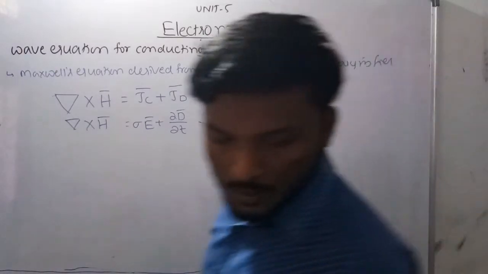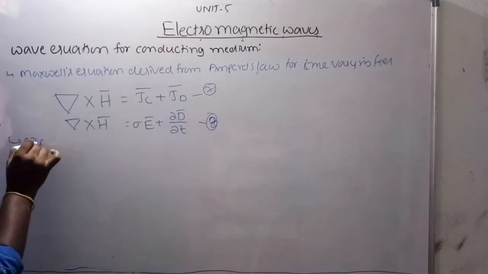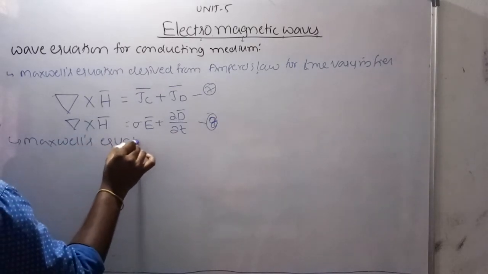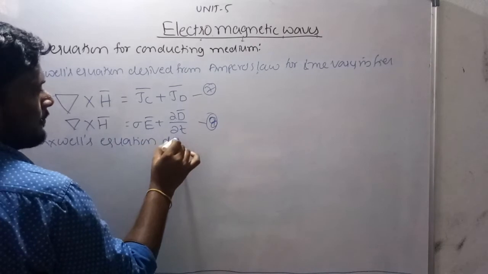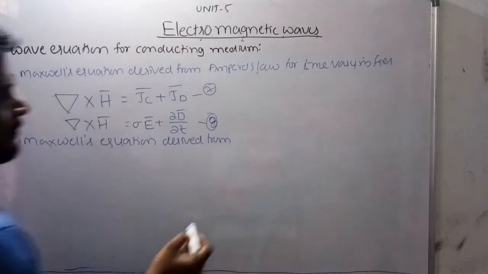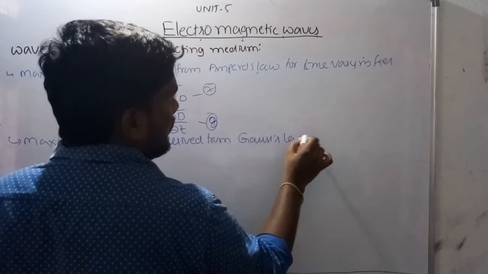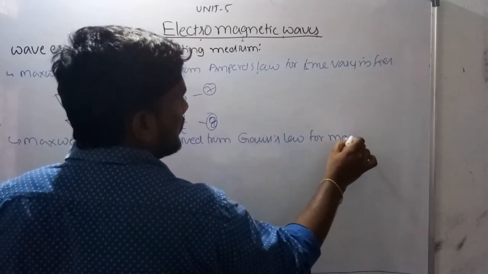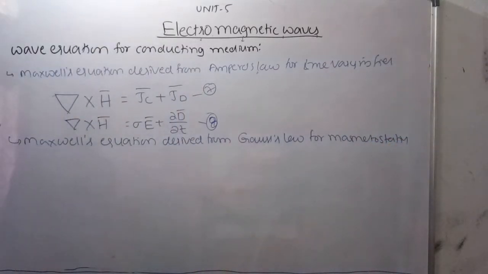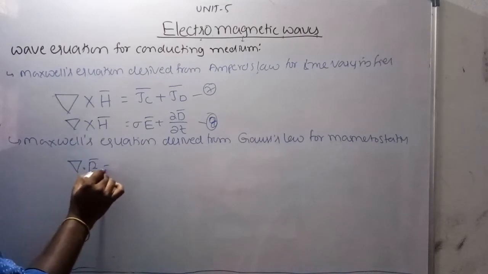Now we'll use another Maxwell's equation, the one derived from Gauss law for magnetostatics. So tell me, what is the Gauss law for magnetostatics? It is divergence of magnetic flux density equals 0.